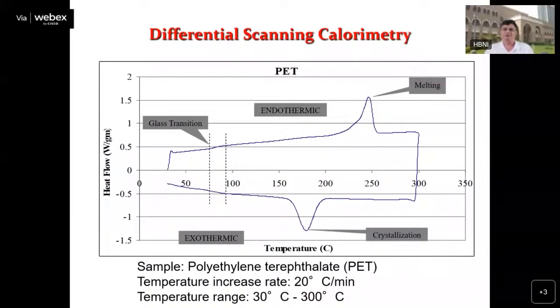This is a study of polyethylene terephthalate. Here we increased the temperature, with the heating rate maintained at 20 degrees centigrade per minute, over a temperature range of 30 to 300 degrees centigrade. We can record both the melting point and the crystallization, and this also shows the glass transition. I think you must be aware of what the glass transition is in the case of polymers.